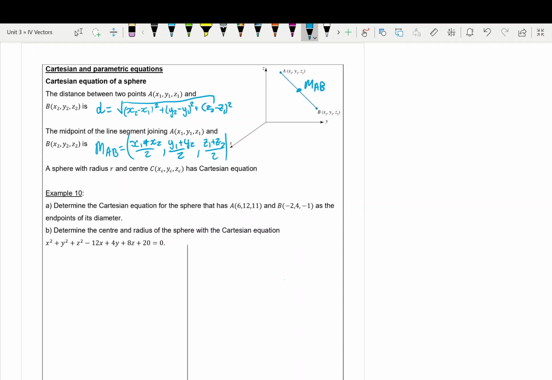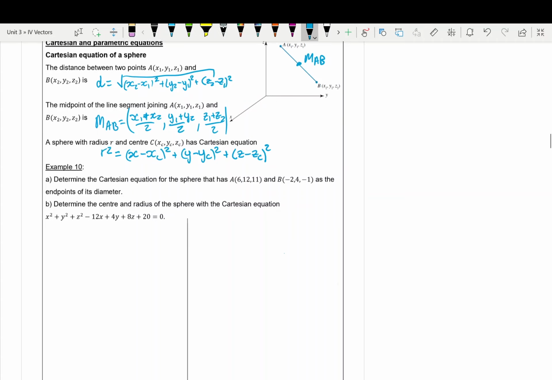So a sphere with radius r and center C xyz has Cartesian equation r squared equals x take xc squared plus y take yc squared plus z take zc squared. We've already seen the Cartesian equation of a circle, so to turn that into the Cartesian equation of a sphere, we're just adding on that z component there. So let's apply this to example 10.